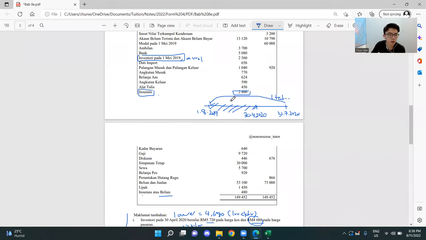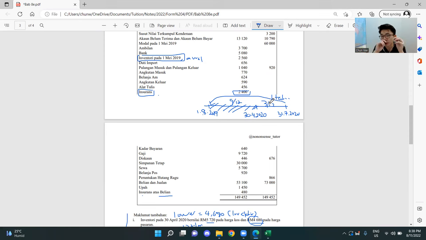So how many months here? So starting from 1st August 2019: August, September, October, November, December, January, February, March, April. So there are 9 bulan. 9 out of 12 months. And then from here, after 30th April will be what? May, right? So May, June, July. So that is 3 months. 3 out of 12. And when you add 9 over 12 plus 3 over 12, it equals to 12 months.